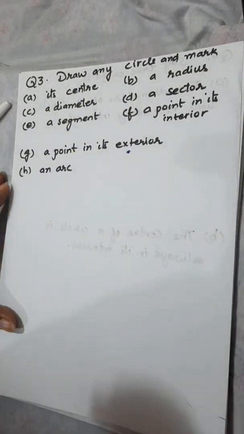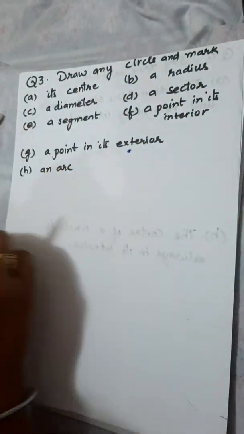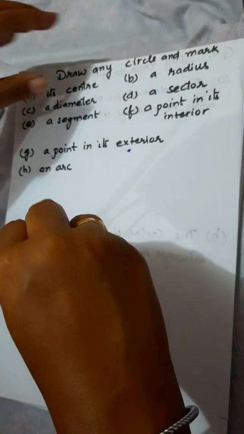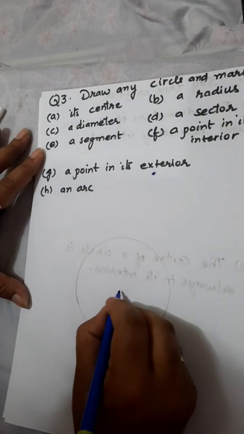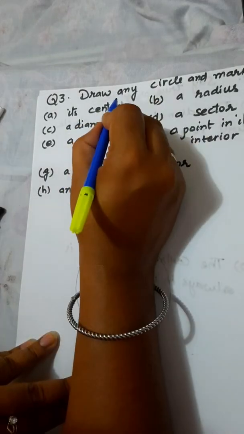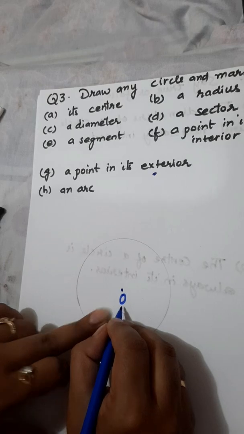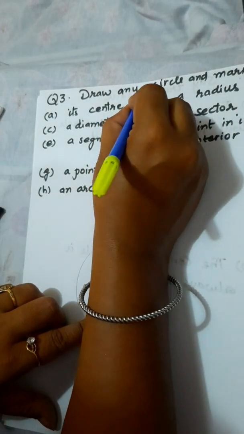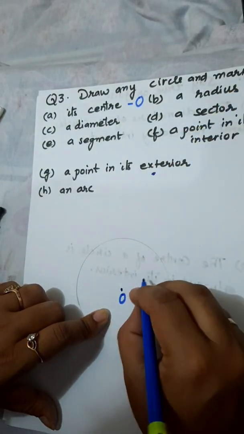The next we have question number 3. Question number 3 is draw any circle and mark. Firstly, with the help of compass, you have to draw the circle very neat and clean. Then you will get this circle. Where I place the pointer, this is your center. Let it be O. Here draw any circle and mark its center. I marked this O as a center. I will also write in front of this, that is O. It's representing center.